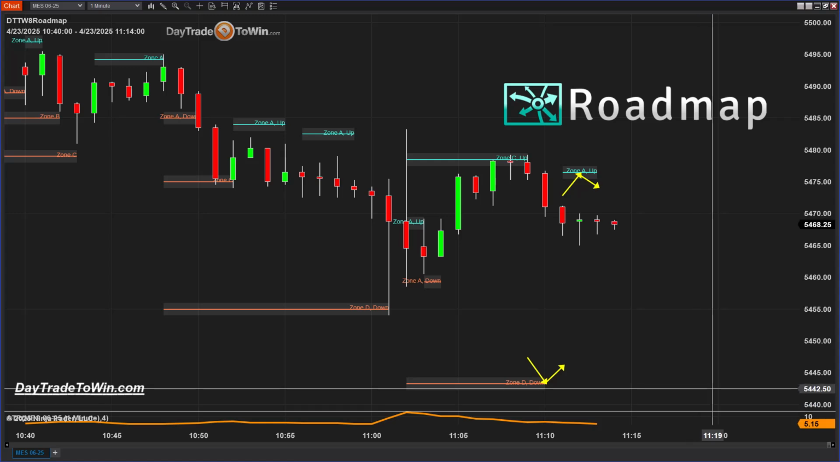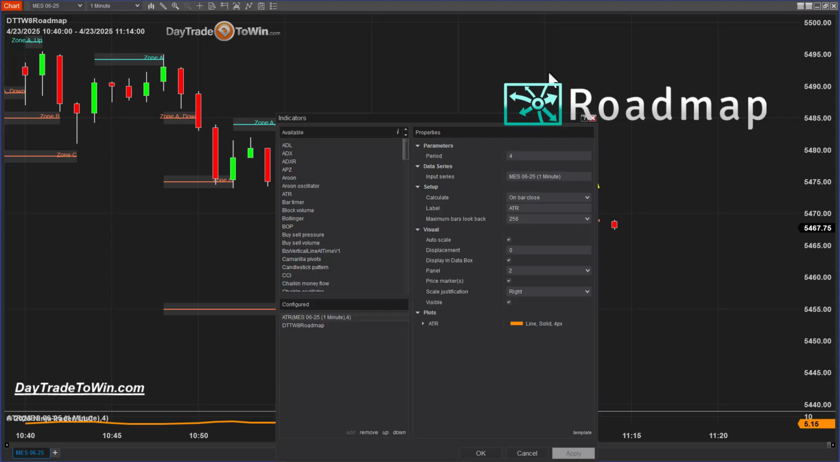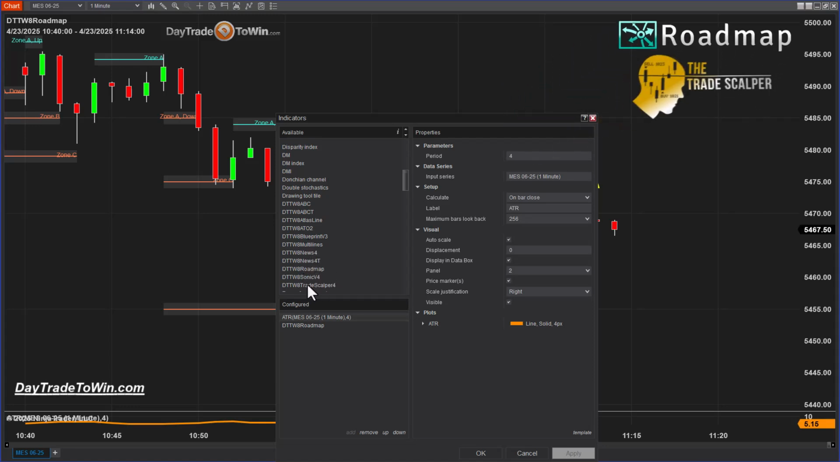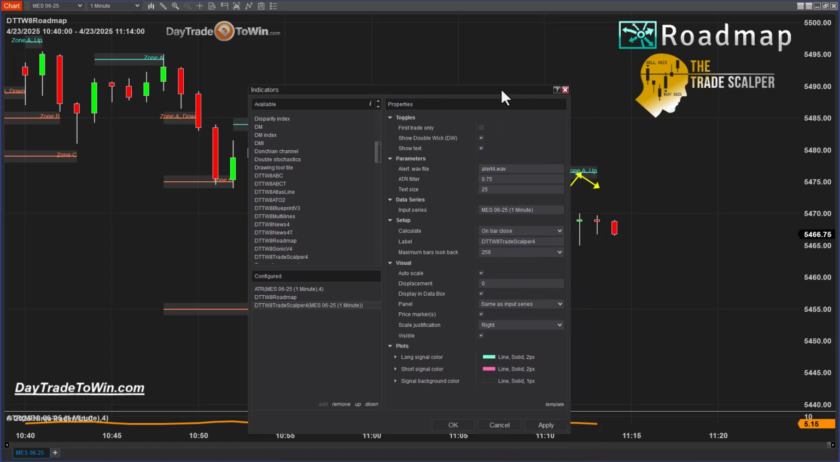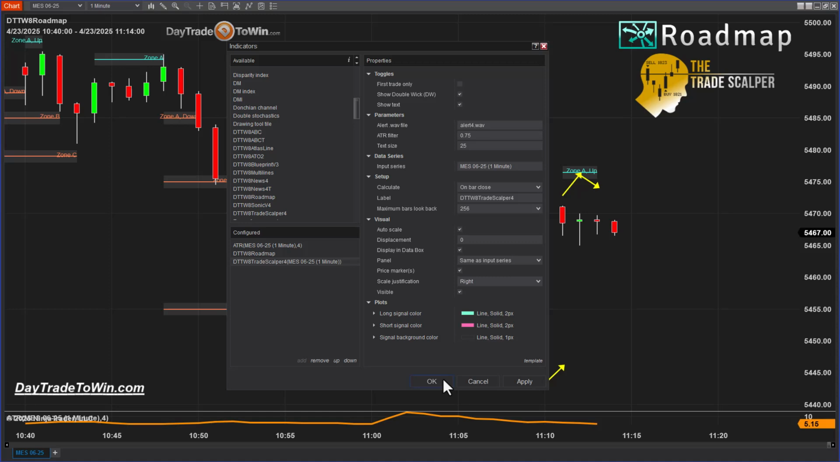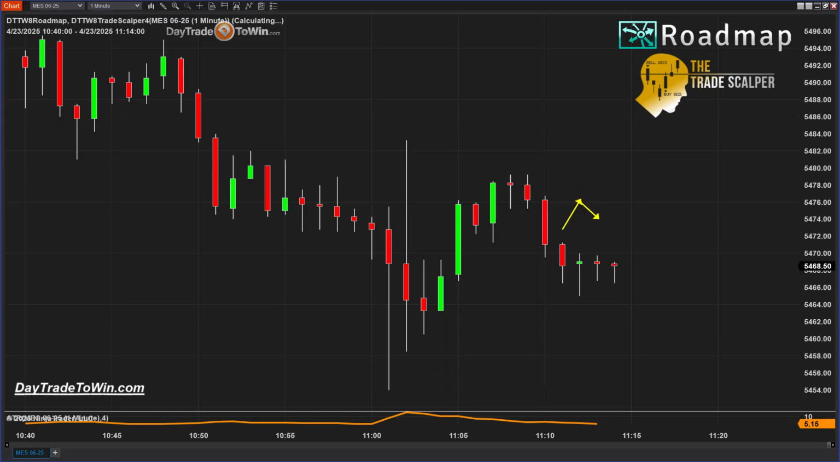So I'm going to put here another strategy, the Trade Scalper here, which a lot of traders have. The Trade Scalper software is right over here, Trade Scalper version 4. There's nothing we have to do as far as settings. There's no optimization, which is a good thing. And now when I add here the Trade Scalper together with the roadmap software, we're going to see these signals.